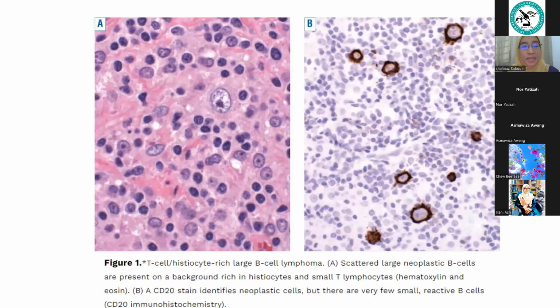This is a picture showing single tumor cells which have large, vesicular nuclei and prominent nucleoli, embedded in a background rich in small lymphocytes and histiocytes. And the tumor cells are highlighted by the CD20 stain, and the background T cells are not picking up the CD20 stain.